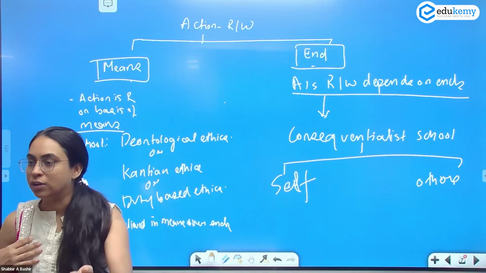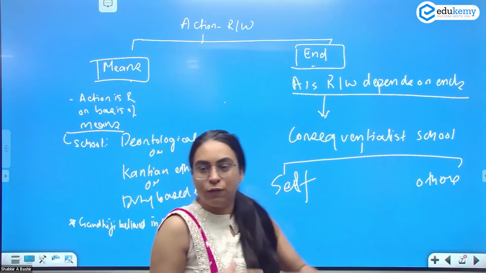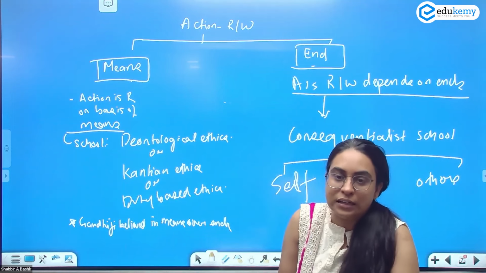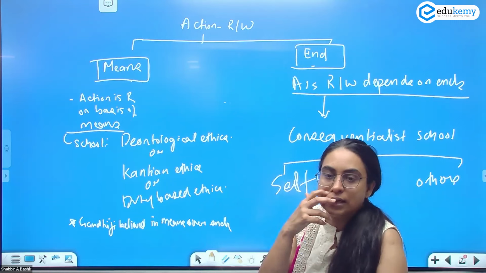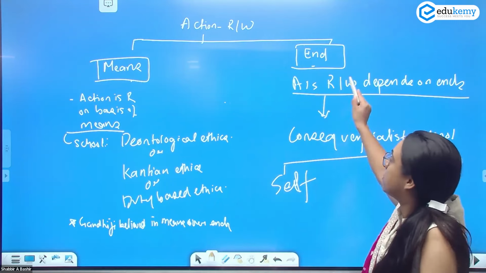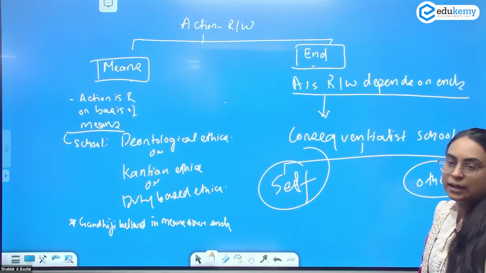If you perform your duty well, then only you can look for the welfare of the others. If you are grumpy, if you are sad, if you are frustrated, then you cannot look for the happiness of the others. ठीक है. तो यहाँ पे क्या है? Consequence, that means I should be happy, self, or the other should be happy.